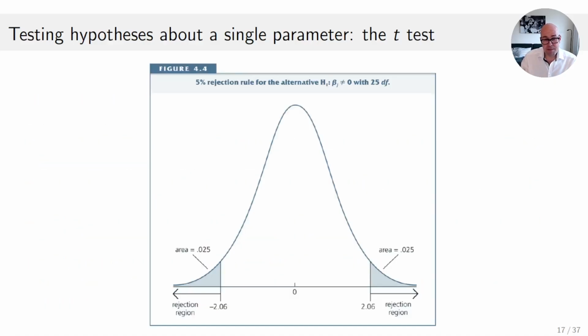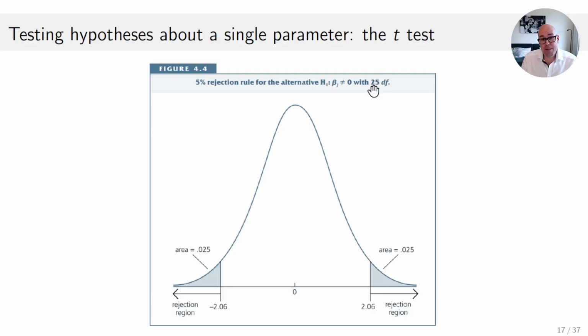Here's a figure illustrating the two-sided test. So under the null, our test statistic is going to have this distribution. And we want to say, okay, under the null, even though the effect is 0, we want to reject it in 5% of the cases. So we need 2.5% probability mass here, 2.5% probability mass here.